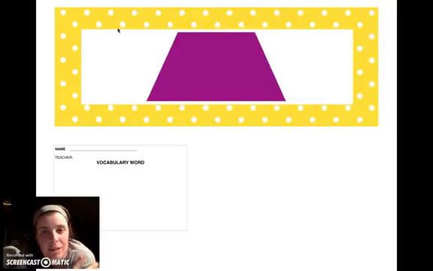This week's vocabulary word, I don't have a definition for you. Instead, I have a shape. Can you name this shape? Look at it really hard. Make sure you talk to one of your peers about what you think the shape is. If you think this shape is a triangle, then tell your friends why you think it's a triangle. And if you think it's a square, why do you think it's a square? If you think it's something else, why do you think it's something else?